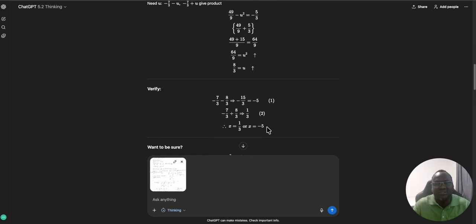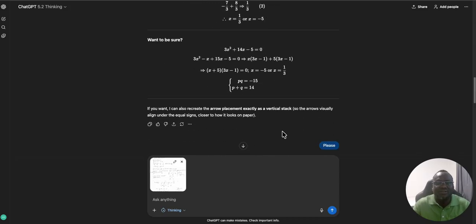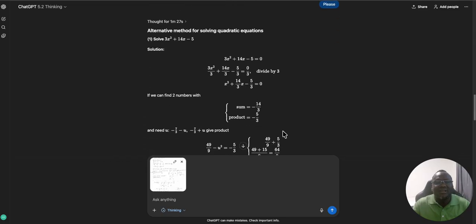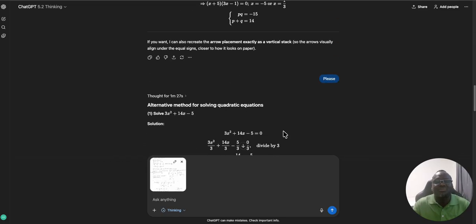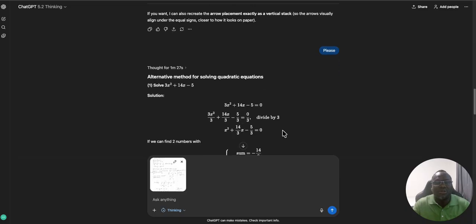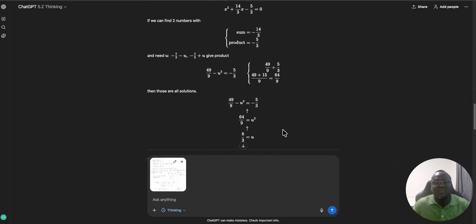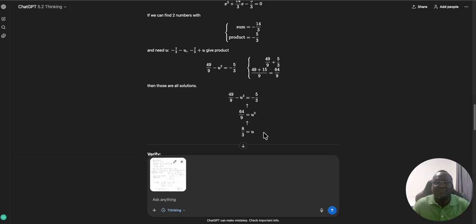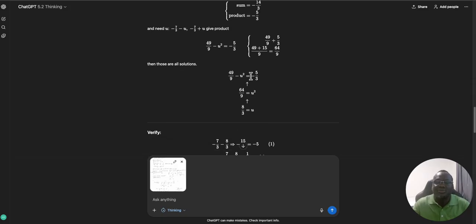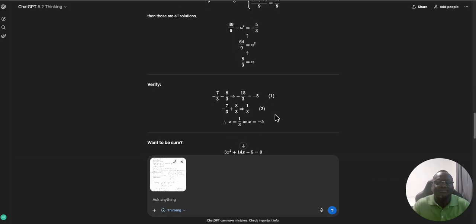But I can take this one, like I said earlier. So it is the same thing. And then it says, if you want, I can recreate the arrow placement exactly as a vertical stack, so the arrows appear visually as a line under the equal signs, closer to how it looks on paper. Okay, it did the same thing. Yeah, it did its best here. Yeah, this is what I wanted. This is how it's supposed to be, so that we undo, we change our minds, so we can go back to that step. That is exactly how it is done.